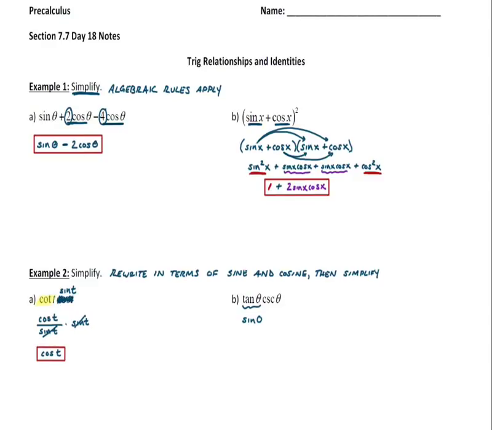So if you look at example 2b, I'm going to rewrite tangent of theta as sine of theta over cosine of theta, and I'm going to rewrite cosecant of theta as the reciprocal of sine of theta. So that's just me changing those two to sines and cosines. Now if I want to simplify here, the sine in the top of the left fraction and the sine in the bottom of the right fraction will reduce. So what I'll be left with is 1 over cosine of theta, which can be written as one of the functions we already talked about, which is secant of theta.